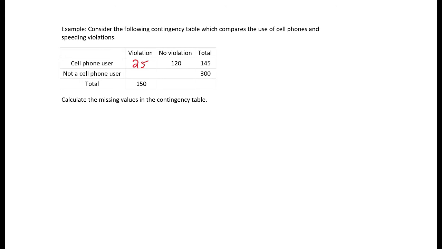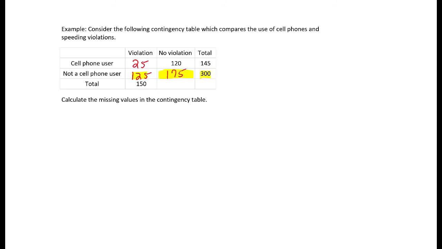And it's just like a puzzle. You're just going to fill in the missing pieces, right? So now go down the column, violation. If there's 150 total people that got a violation, 25 of them use a cell phone. That means that 150 minus 25, aka 125 of them did not use a cell phone. And you just continue this pattern is all you do, okay? Coming across here, if I take 300 and subtract away 125, that's going to give me the number of people that did not use a cell phone and did not receive a violation.